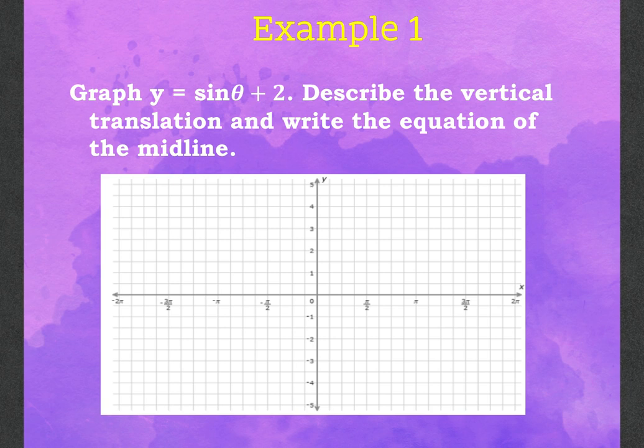All right, so let's look at an example here. Example 1 says to graph y equals sine of theta plus 2 and describe the vertical translation and then write the equation of the midline. So our vertical translation here is up 2, which means our midline that's normally at y equals 0 is at y equals 2. So you can either graph your original function and then shift everything up 2, or you could go straight into your shifted function.